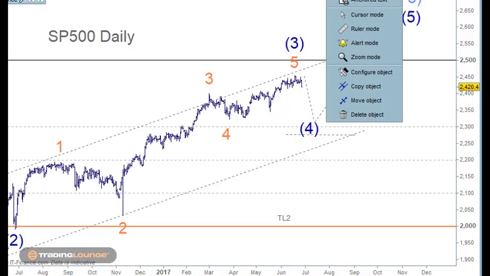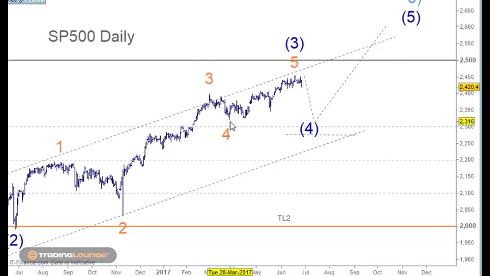So what I normally do in those cases, just to get a starting point, is look at the wave 4 low here and the 38.2% retracement. So that's something that we can look at if this wave 5 of 3 is completed here.